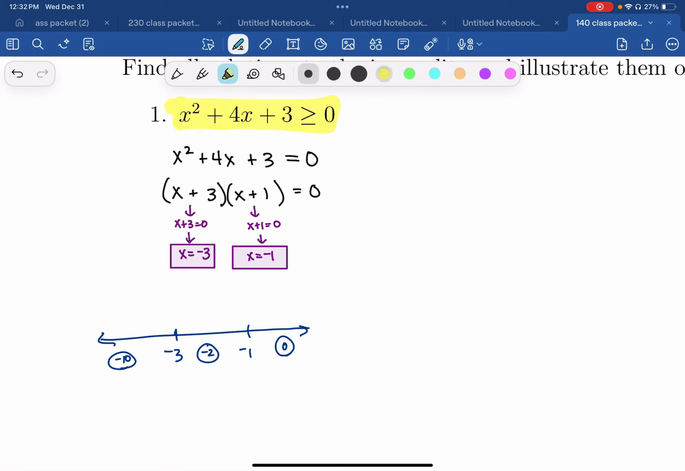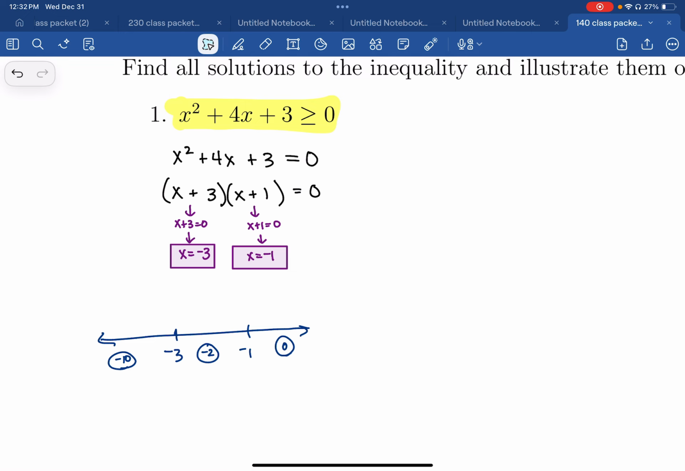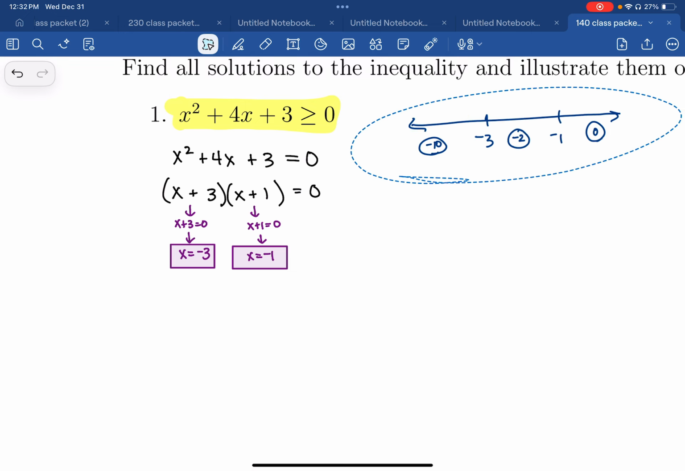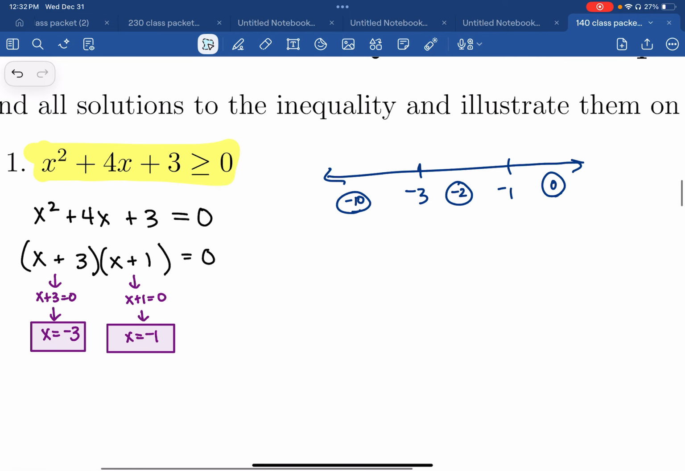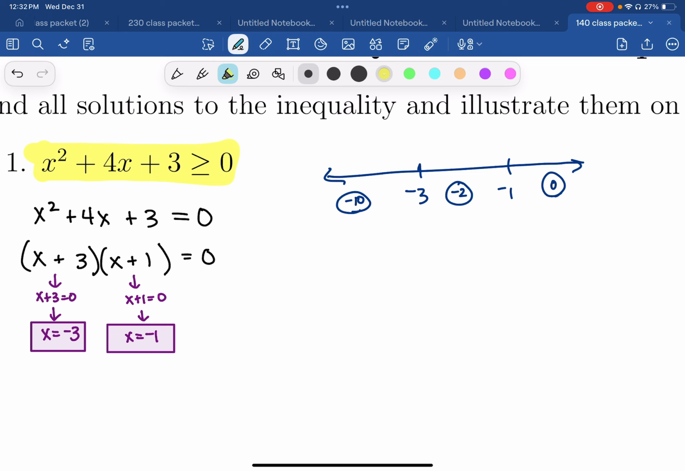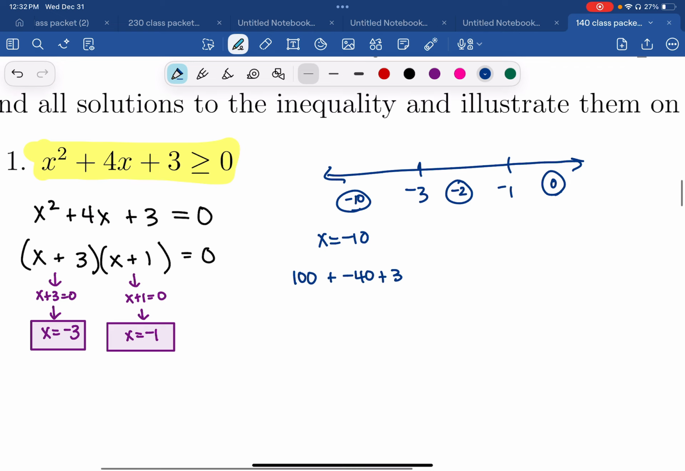Okay. So actually, let's go ahead and move this just for close proximity over here, so I can put both on the screen at the same time. All right. So if x was negative 10, then we would have negative 10 squared, which is 100, plus 4 times negative 10 is negative 40, plus 3. And the question is, is that greater than or equal to 0? Well, 100 plus negative 40 is 60, plus 3 is 63. Is that greater than or equal to 0? Yes, it is. So that means, yes, I want this first section of the graph.